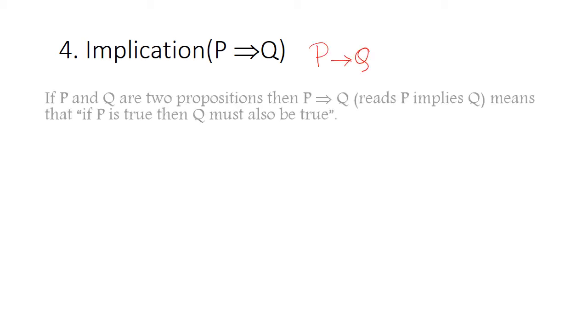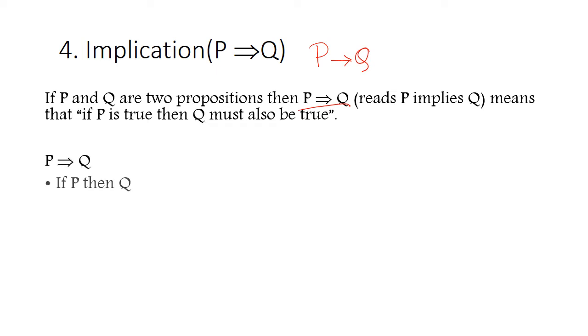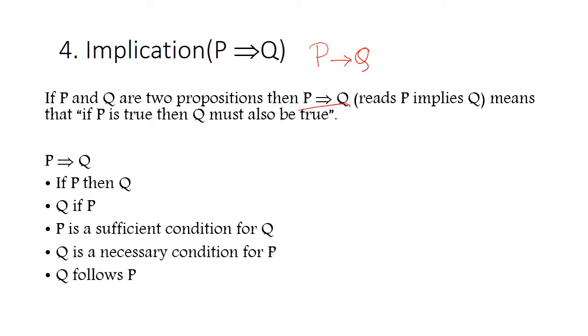So what does it say? It says that if P and Q are two propositions and we say that P implies Q, it means that if P is true, then Q must also be true. There are other ways of reading it also. Let's see them. So these are the other 5 ways which mean the same.